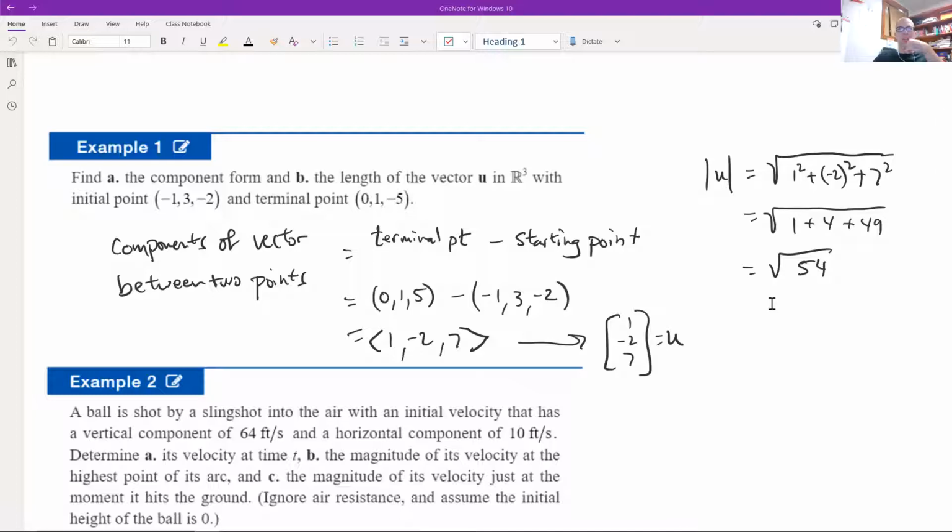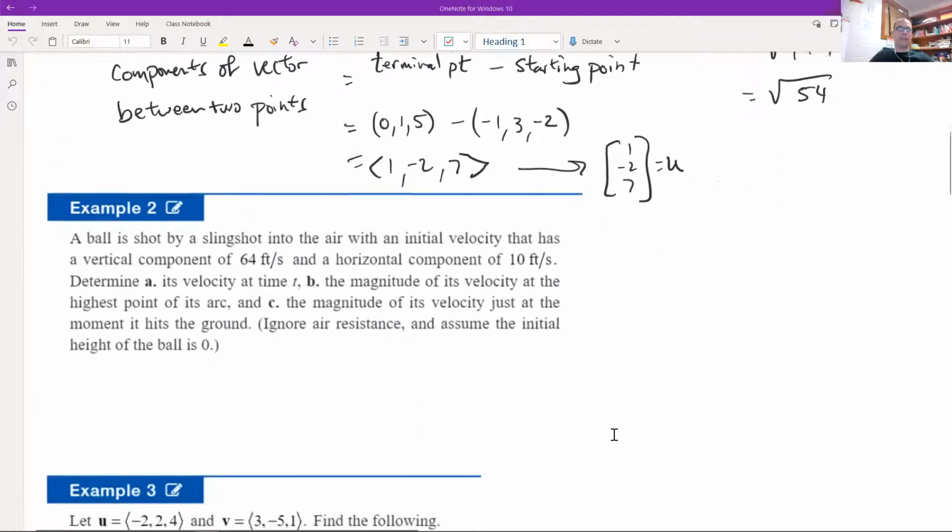I think we're good. One thing that I could say at this point is, if we wanted to take our vector u and turn it into a unit vector of length 1, all we'd have to do is divide by the magnitude. So if we divided all of these components by the square root of 54, then the vector u would be a unit vector.